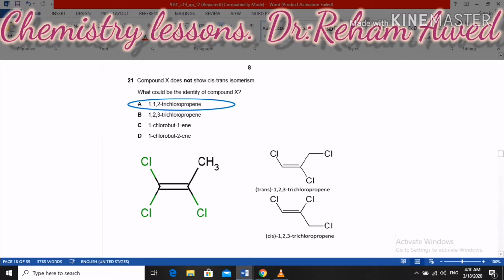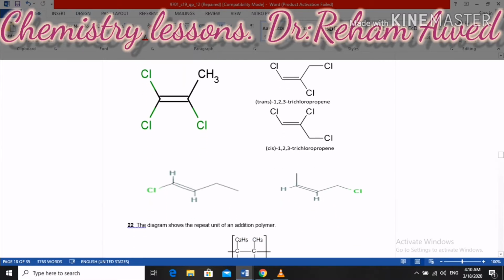In the case of the second compound, 1,2,3-trichloropropene, we have trans and cis isomerism because we have two chlorine atoms, one hydrogen atom, and one methyl. So when we have two chlorine atoms opposite to each other, we can say we have trans isomerism. When we have two chlorine atoms in front of each other, we have cis isomerism. So in the case of choice P, we can see in 1,2,3-trichloropropene, we have cis and trans isomerism.